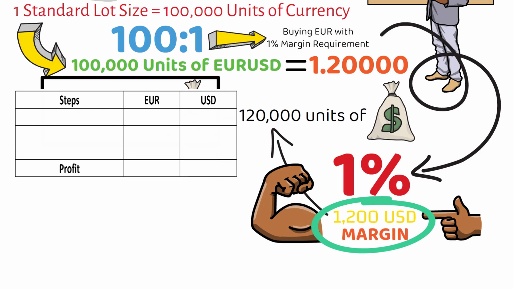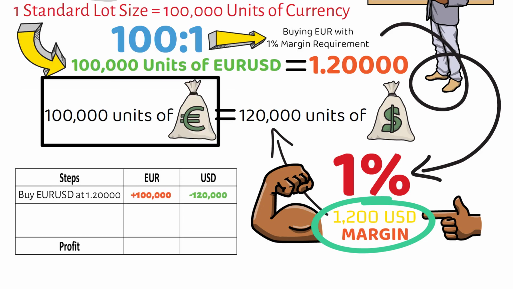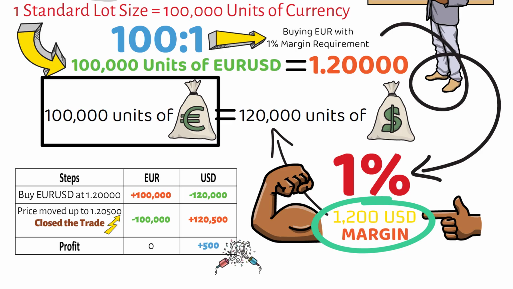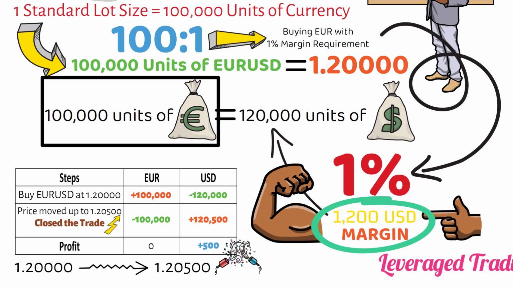Now let's assume your speculation was correct. The price actually moved to 1.20500. You closed the trade and made a profit of 500 USD. Just like that. You gained 500 USD for such a small move on EUR/USD. This is the power of leveraged trading.